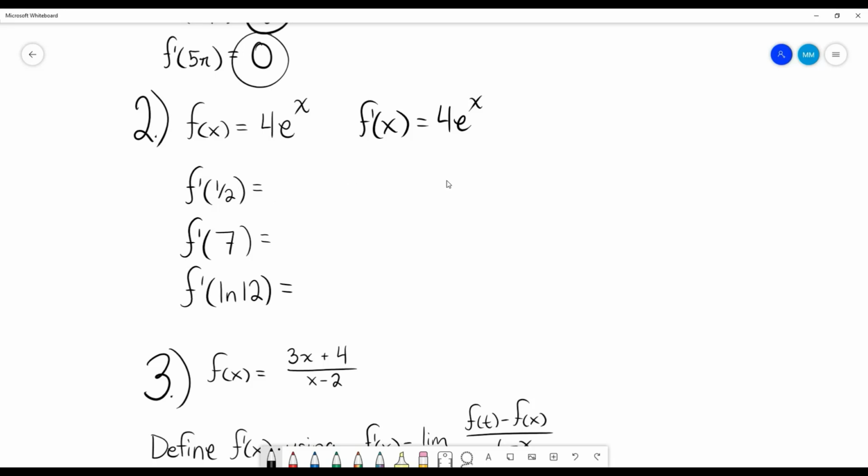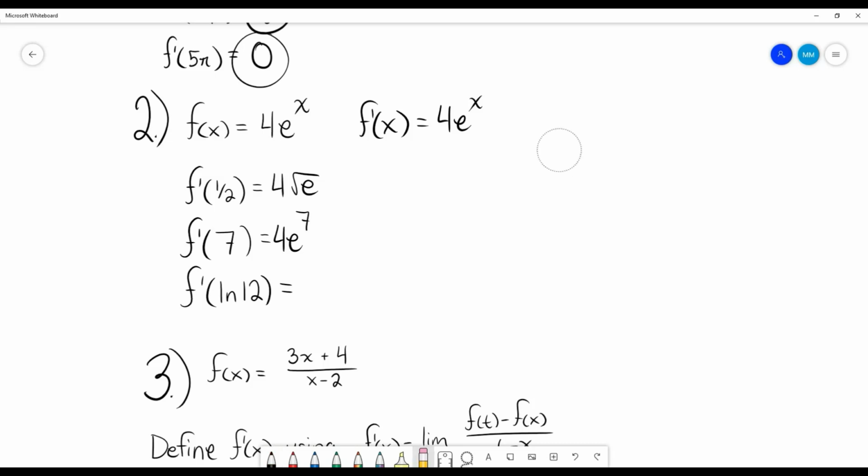So if I have f prime of 1/2, that's going to be 4e to the 1/2, which is just 4 times the square root of e, based on our exponent rules, right? If I have f prime of 7, that's just going to be 4 times e to the 7th. That's all we have to write.